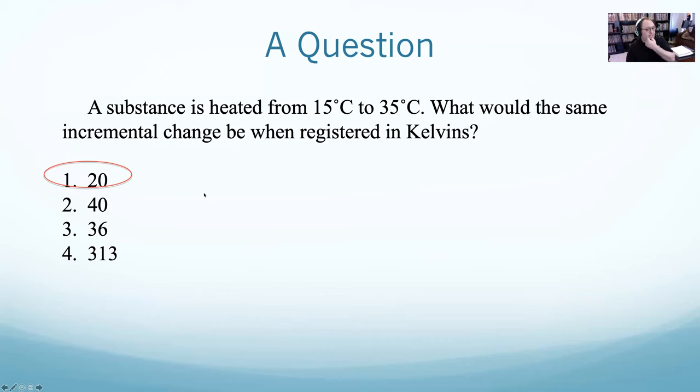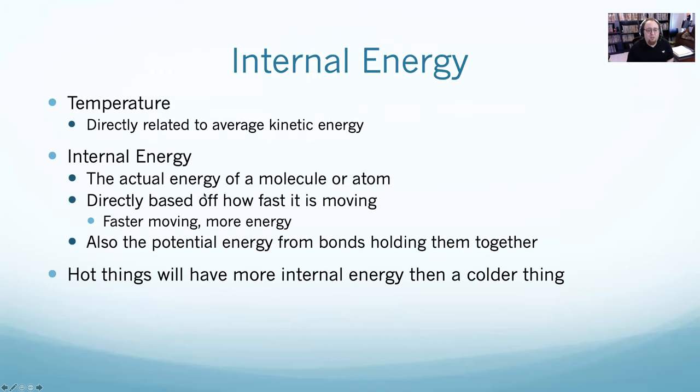Now, I keep saying temperature is related to how fast molecules are moving, so it's probably good to start talking about this in energy terms. The internal energy of an object is how much energy a molecule or atom has. And once again, it's directly based off how fast it's moving. It goes to the equation 3/2 Boltzmann's constant times T. We'll cover Boltzmann's constant in a little bit. The hotter something is, the faster the molecules move, the more energy it has.